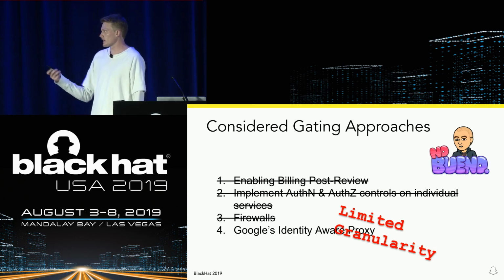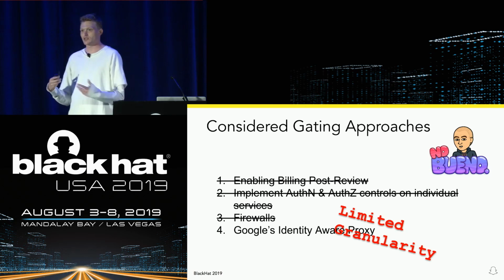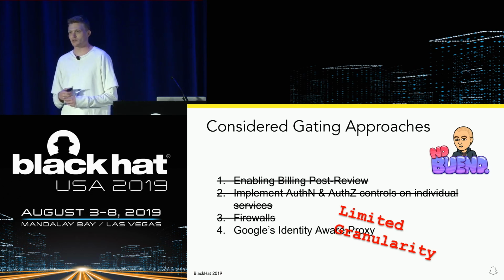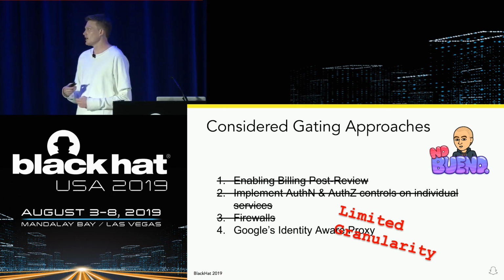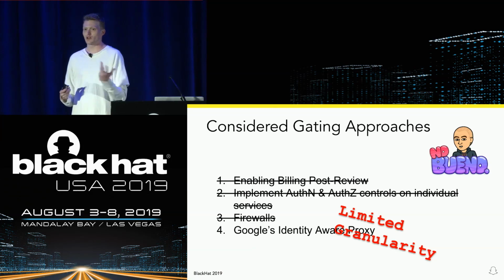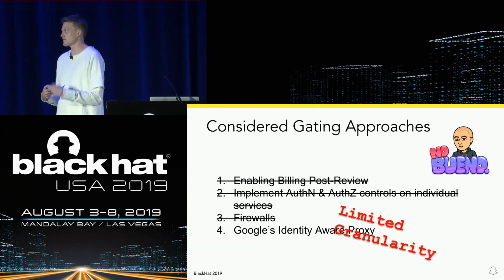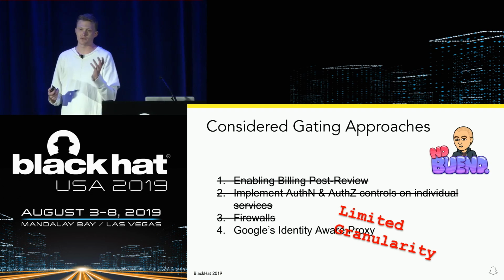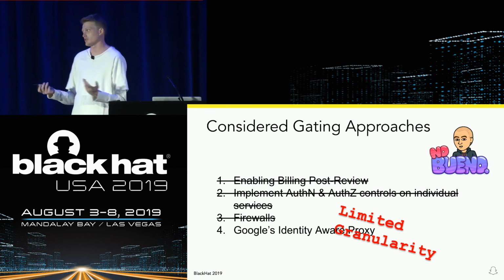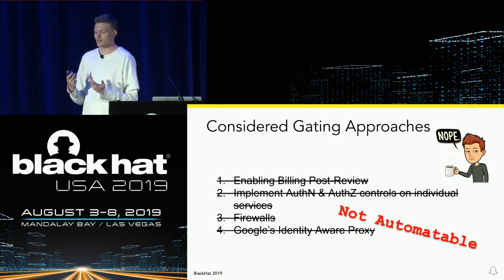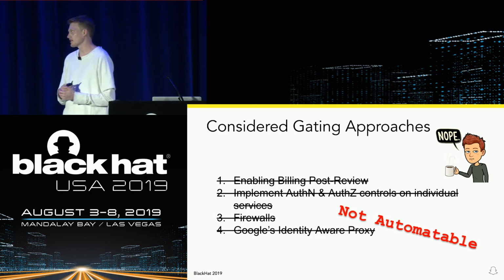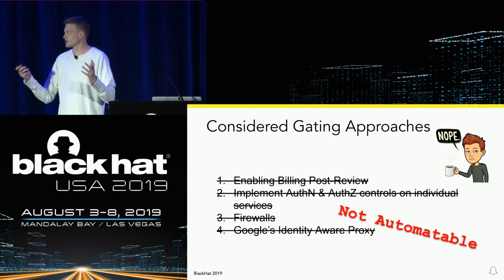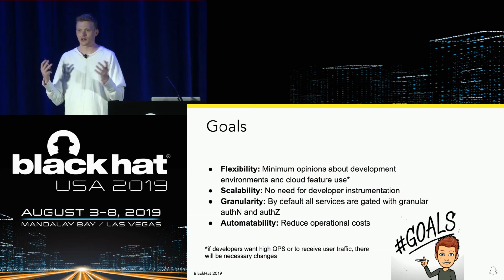So the last thing we looked at was Google's Identity-Aware Proxy, which is this OAuth proxy you can stand up in front of your apps. And they've got APIs to turn it on and off. But before you can turn it on, you have to have an OAuth client. And for an OAuth client, there are no APIs for creating that, so you have to create that all manually. And because of that, it just was not going to work for the vast number of services we have, because it wasn't automatable.